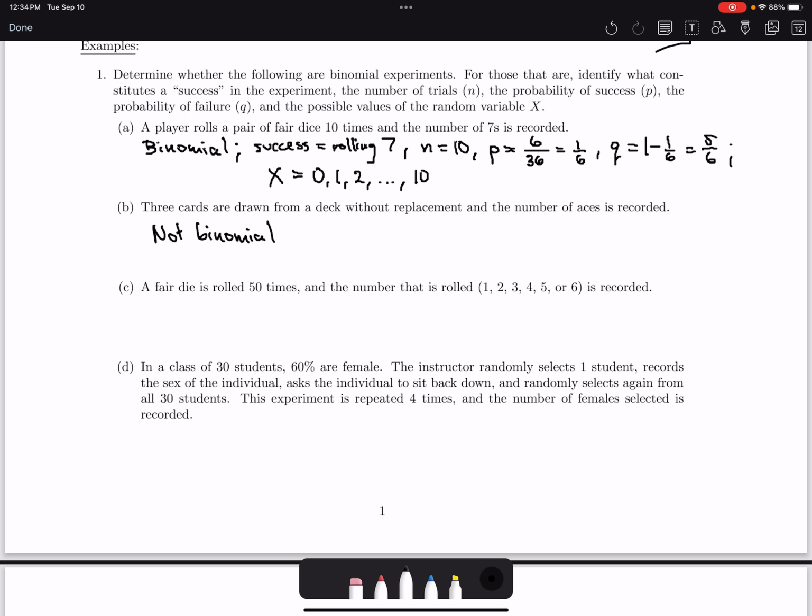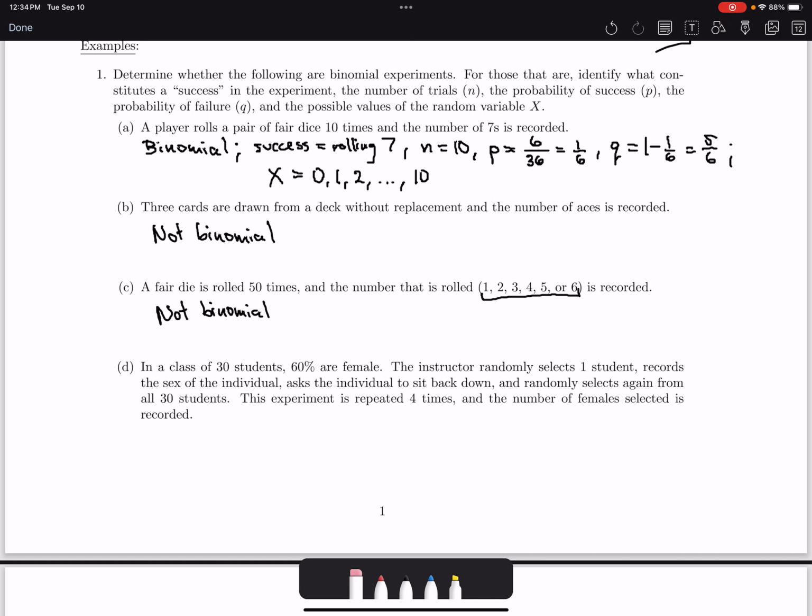Okay, part C. A fair die is rolled 50 times, and the number that is rolled is recorded. Okay, this one is not binomial. The issue is that you don't have two mutually exclusive outcomes here. You do have mutually exclusive outcomes, but there aren't two of them, there are 6 of them, right? So that's the issue there.